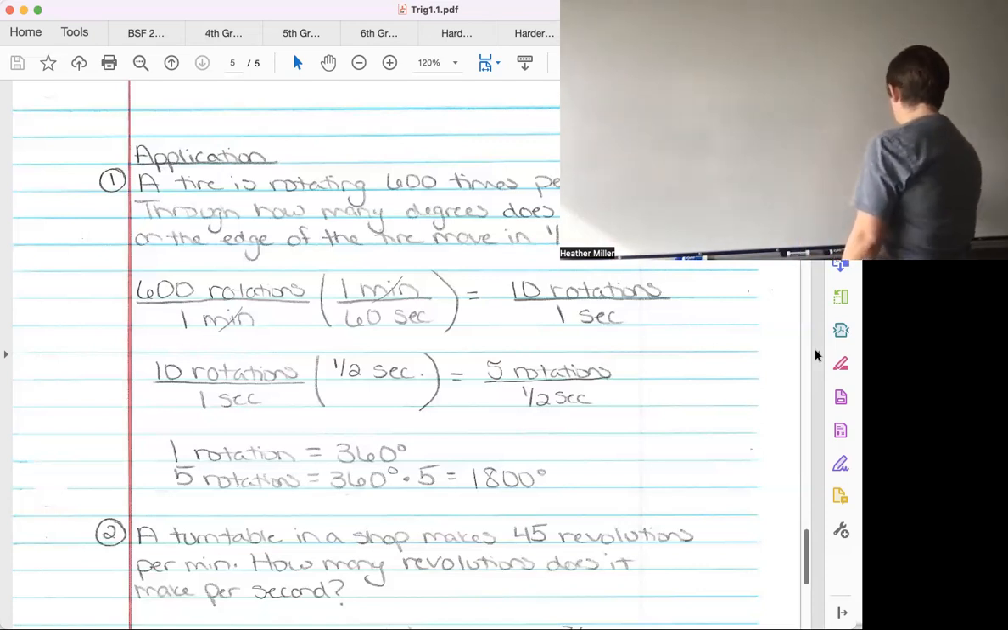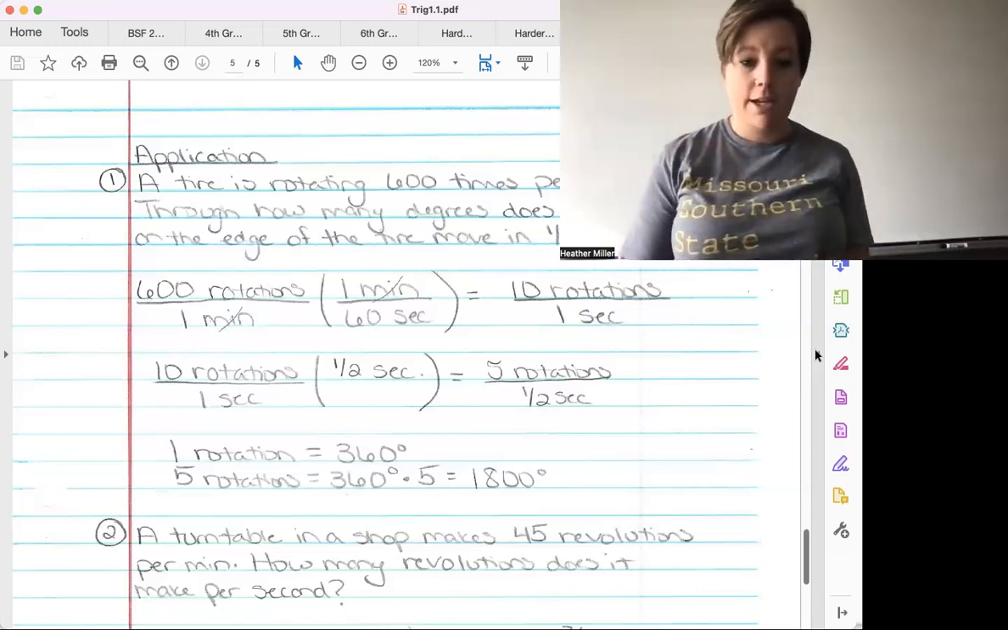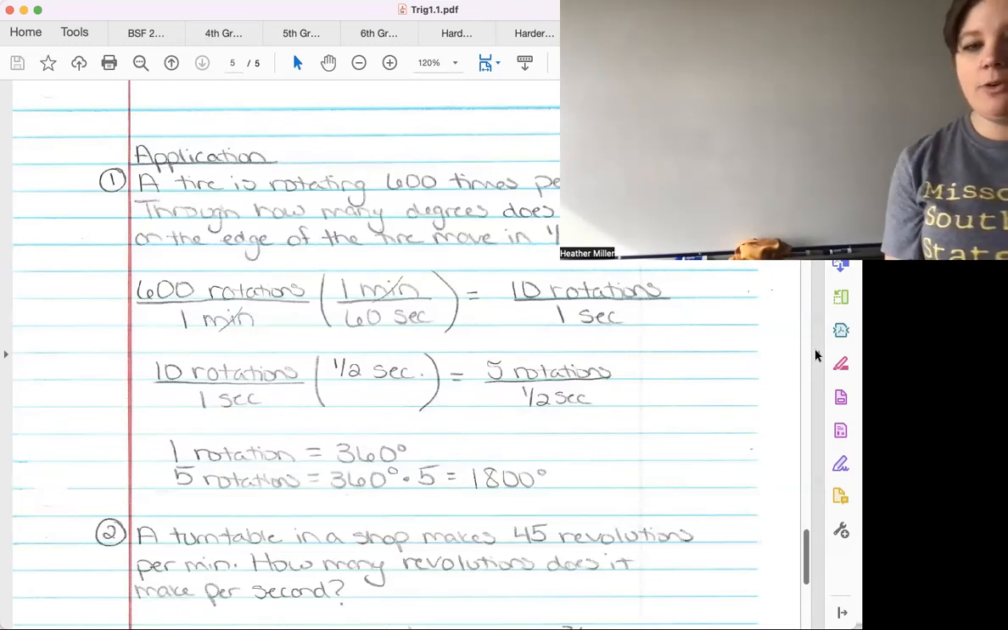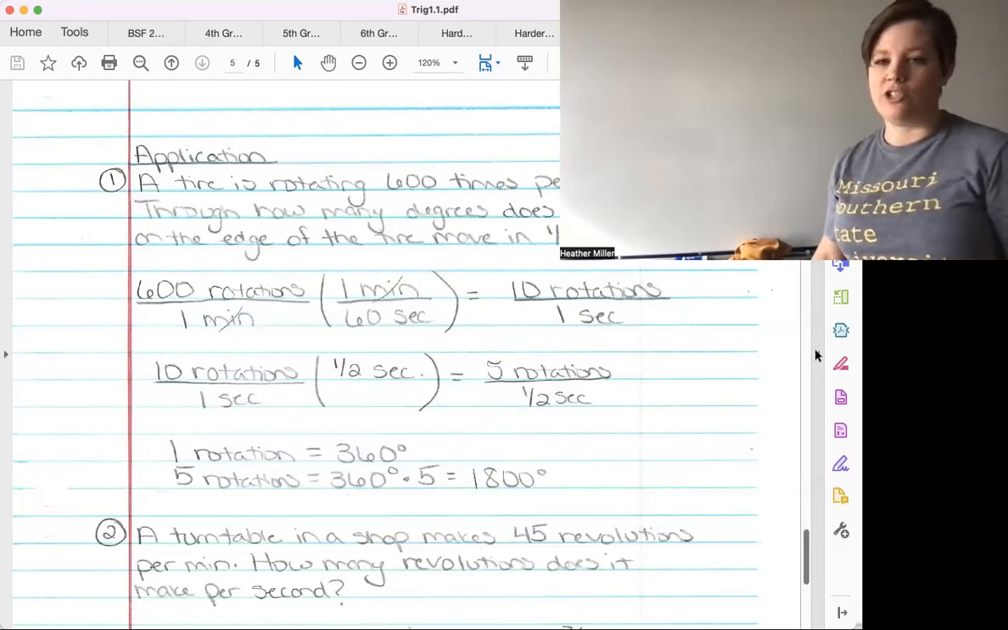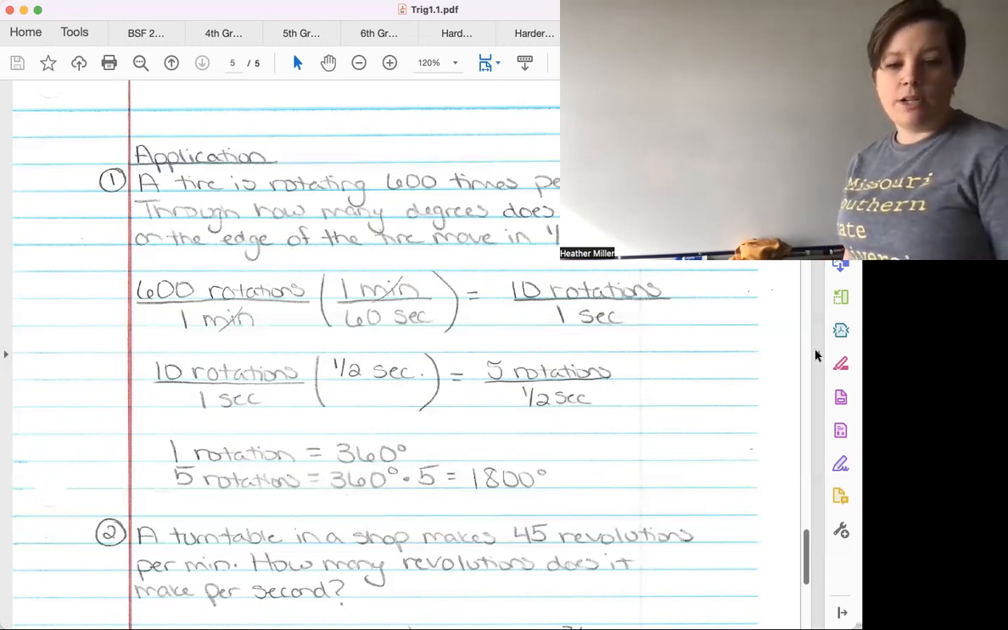All right, and we're on to our final problem of 1.1. And it's a turntable problem. I'm actually going to leave it set up just like I have right now, because number 2, you can read the whole question without seeing any of the work right now. And it says, a turntable in a shop.